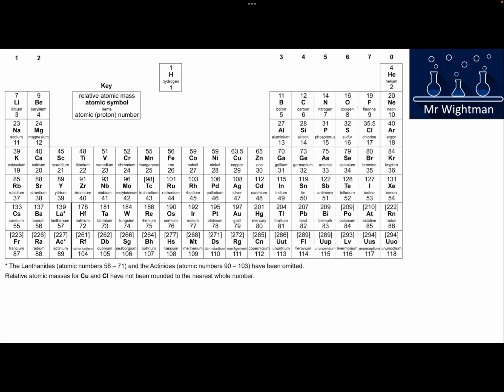Make sure you have your periodic table to hand, because if you wish to do any calculations you'll need to refer to the mass numbers, which are the bigger numbers on the periodic table.